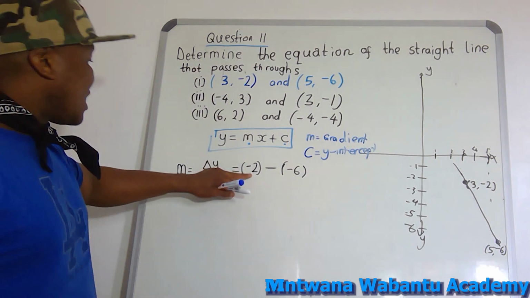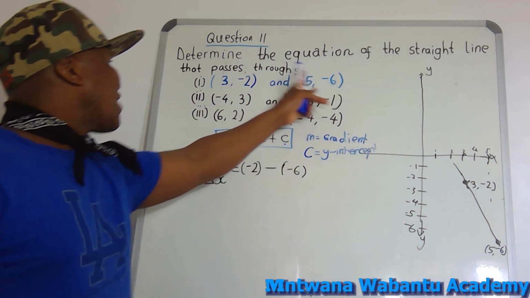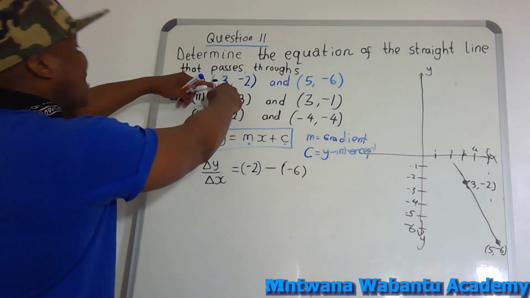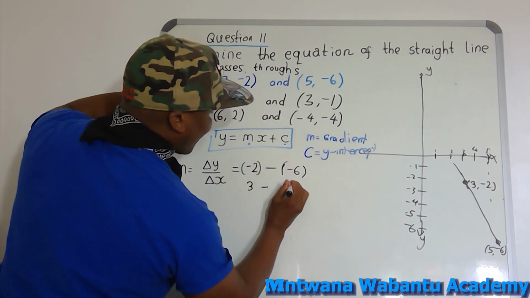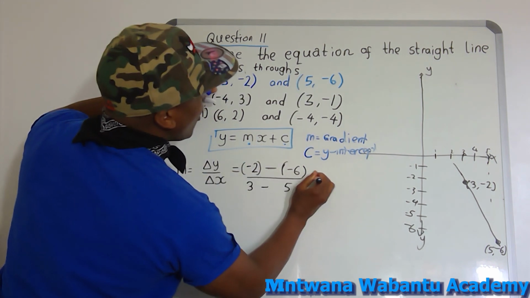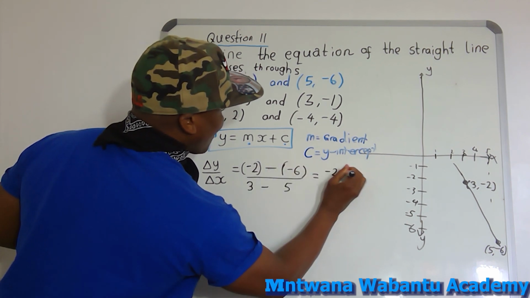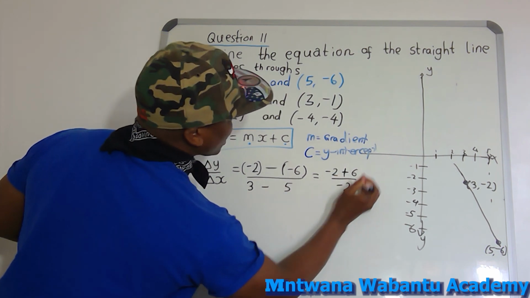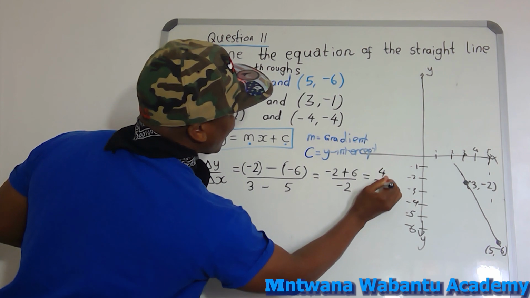You see, like you say -2 minus -6. So don't say 5 minus 3, it's going to be wrong. It means if you start with this group, even for x you must start with this. So we're going to say 3 minus, what is x here? Minus 5. So 3 minus minus 5 is going to be positive, so it's -2, negative and negative, plus 6 over 3 minus 5 equal to -2. And this -2 plus 6 equal to 4 positive over -2.